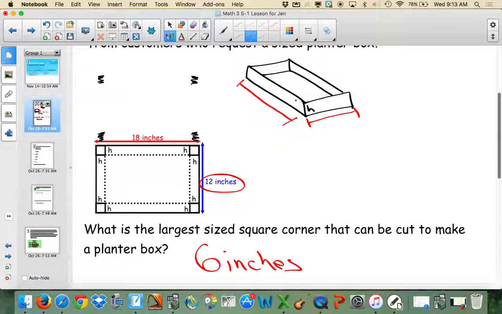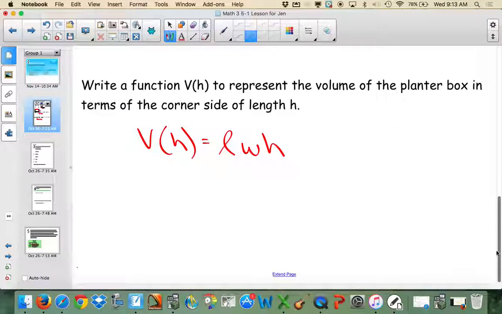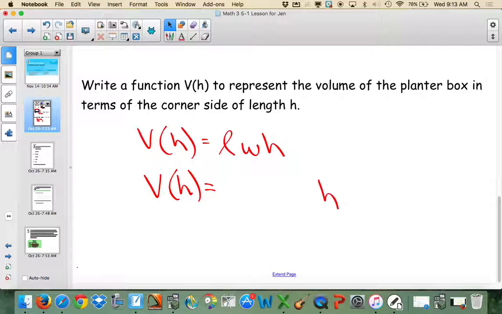I already know that the height is going to be h, so I can leave that as part of my formula. So when I come down here, the volume with only h's in it is going to have this h, right? It's the length and width that's going to be changing.